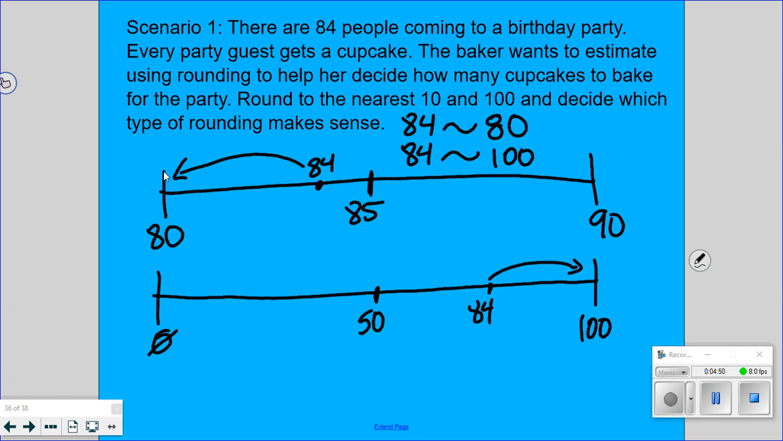Now we have to figure out, okay, which one does it make sense, Zach, for the baker to use? Would it make more sense for her to make 80 cupcakes? Mackenzie, say with me. Or would it make more sense for her to make 100 cupcakes? What do you think? Colby, what do you think?